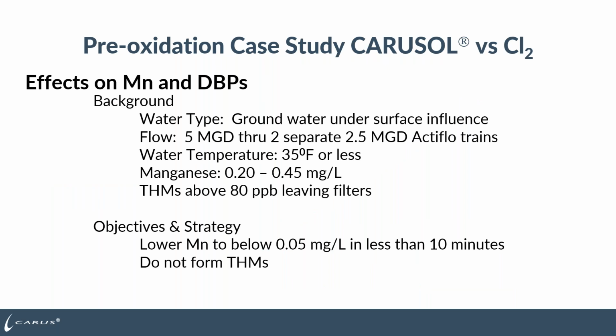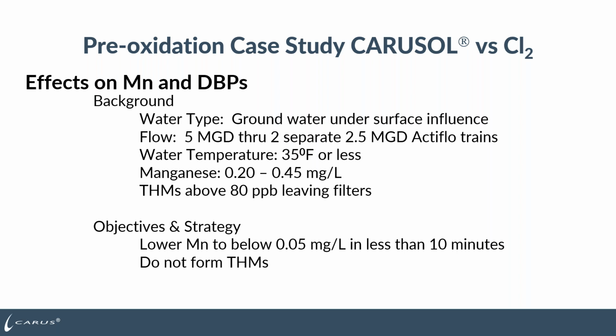So we've established the dosage of permanganate that you're going to feed in your plant or where you're going to start at. So what happens when you feed it? So a lot of plants have done this study over the years that we've worked with. And so we're going to go through some case studies. Our first case study here is a plant that was going to look at Carusol versus free chlorine at the front of the plant. And they had two things that they were concerned about.